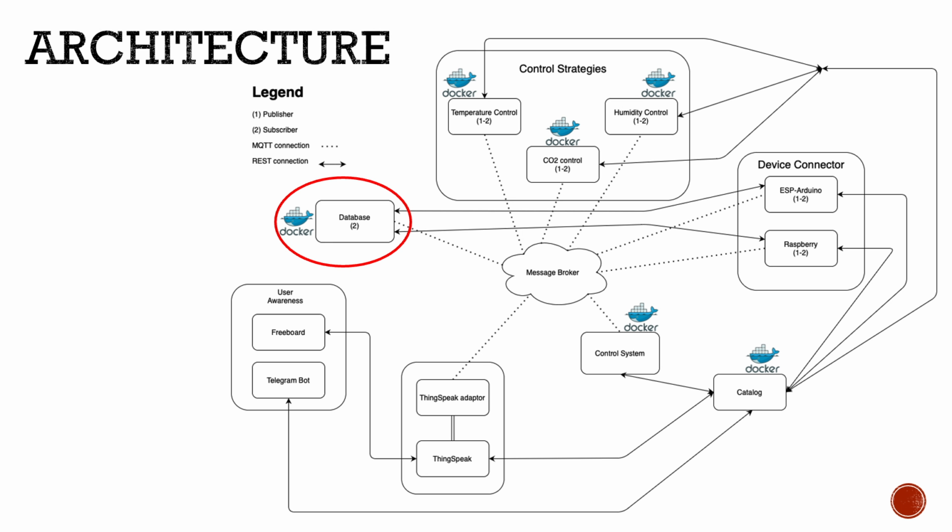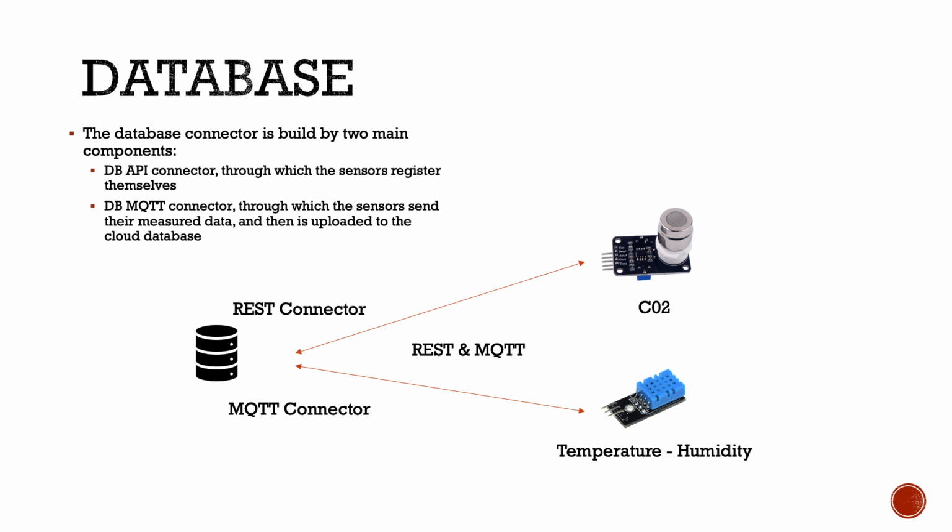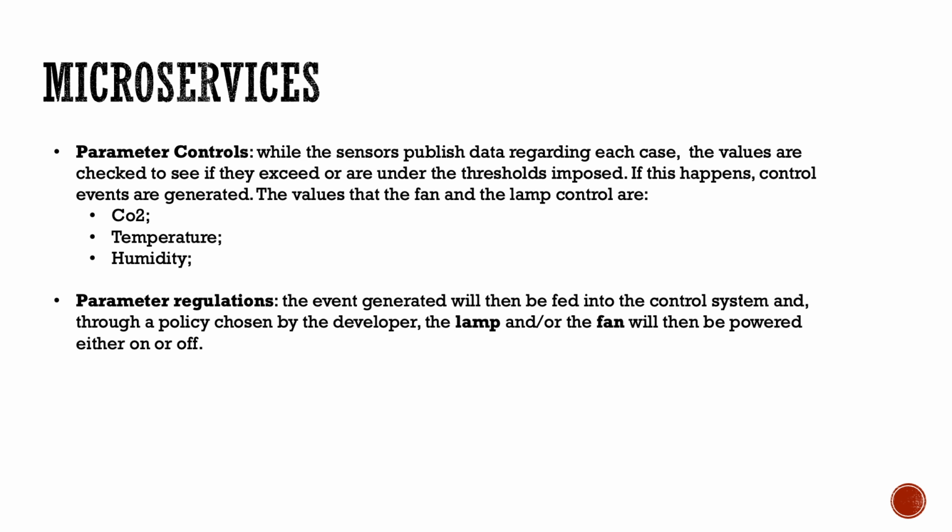The database. The database module is made up of both a REST API and an MQTT client. The REST API serves the function of registering which sensors have connected to the database, while the MQTT client receives the different messages published by the sensors.